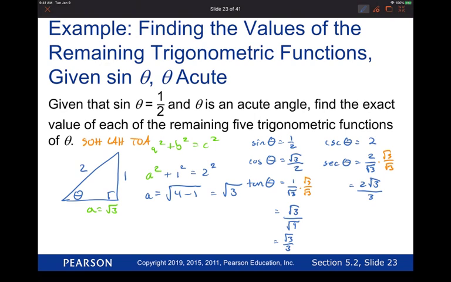Is this okay so far? Yes. Okay. So then I think we're missing one more. What's the last one? Cotangent theta. And that's just going to be the reciprocal of tangent. So I'm going to write it here, 1 over tan theta. What's that result going to be? 3 over.